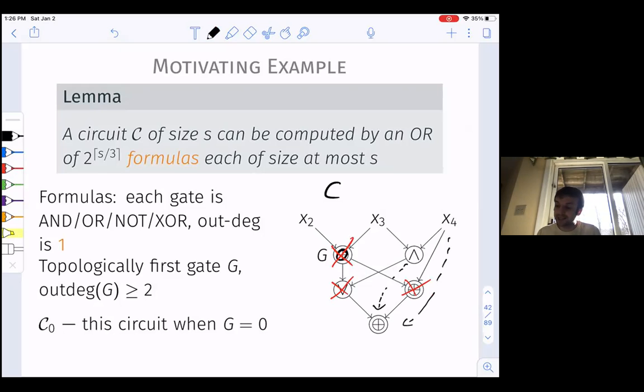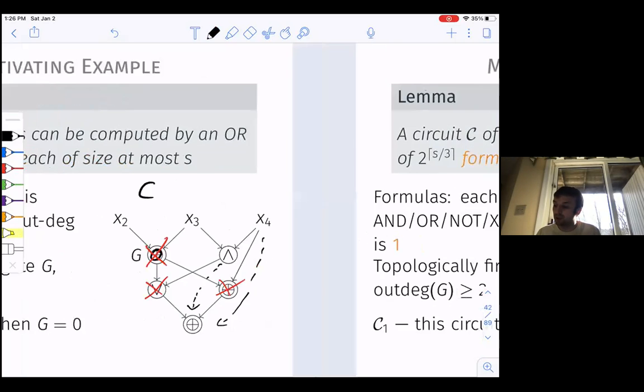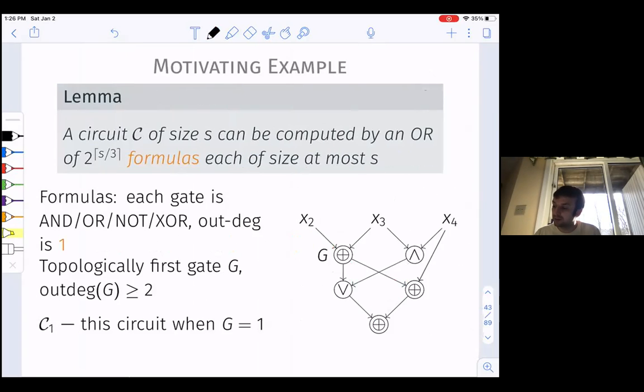So the circuit C0, where G computes 0, is 3 gates smaller than the circuit C. Similarly, circuit C1, where G computes 1, is smaller by 3 gates as well. I don't need the gate G, and I don't need 2 consecutive gates either. Okay, so I have 2 circuits, C0 and C1, and they both are smaller by 3 gates than the original circuit.